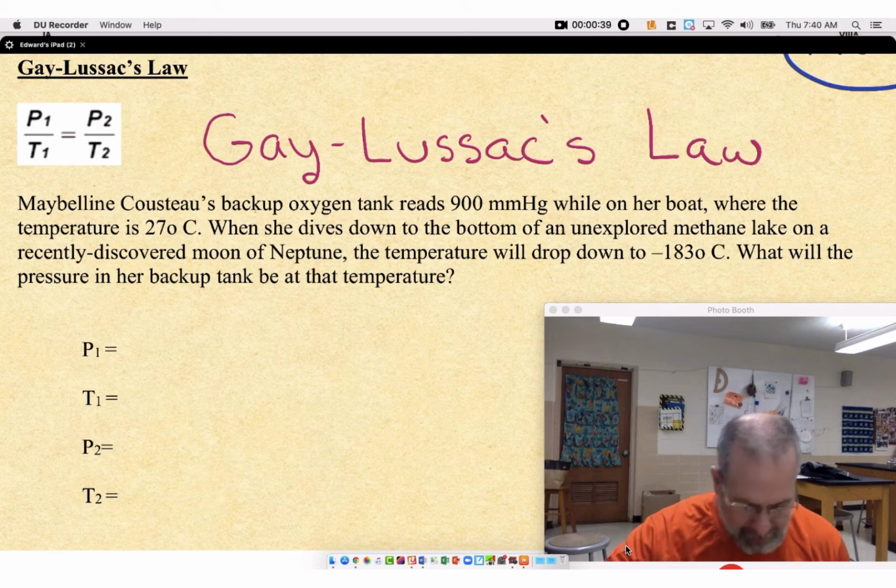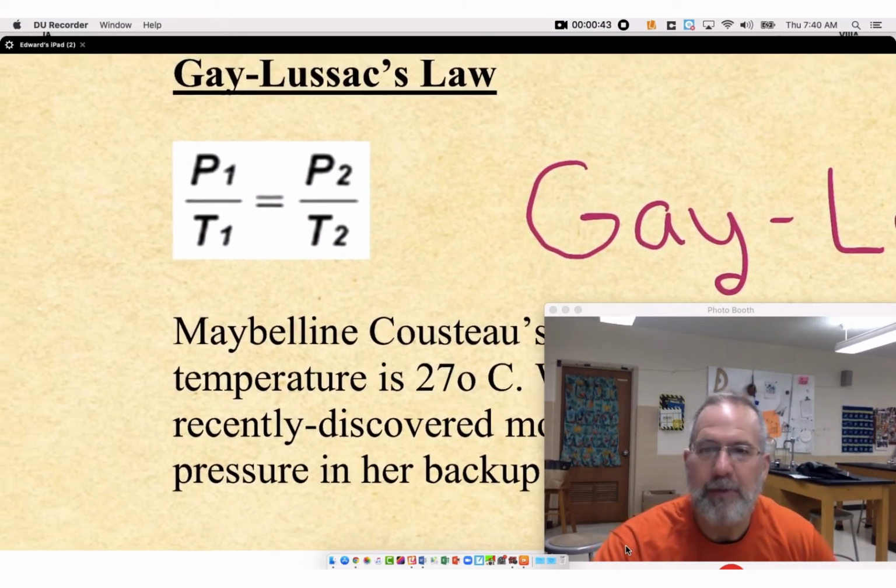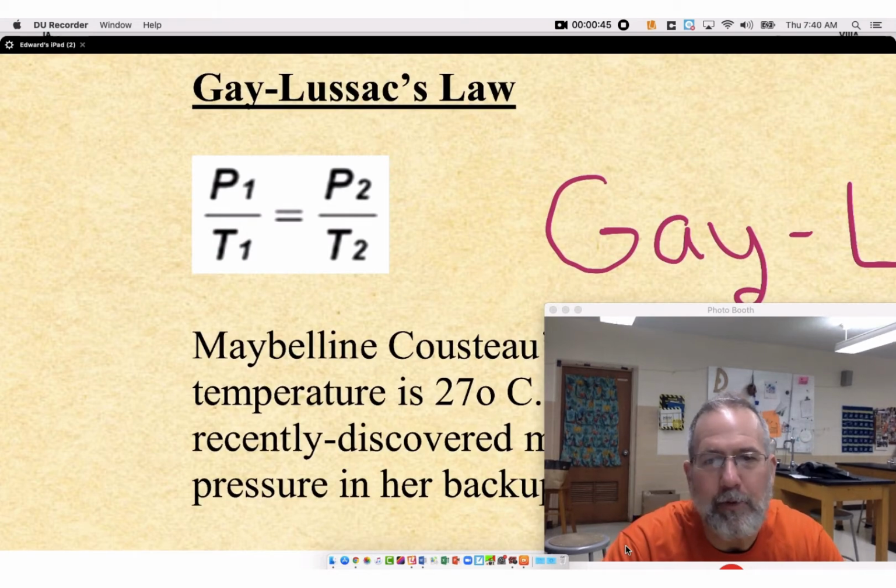Let's just get right to it. Here's our equation. Our equation for Gay-Lussac's law is P1 over T1 equals P2 over T2.